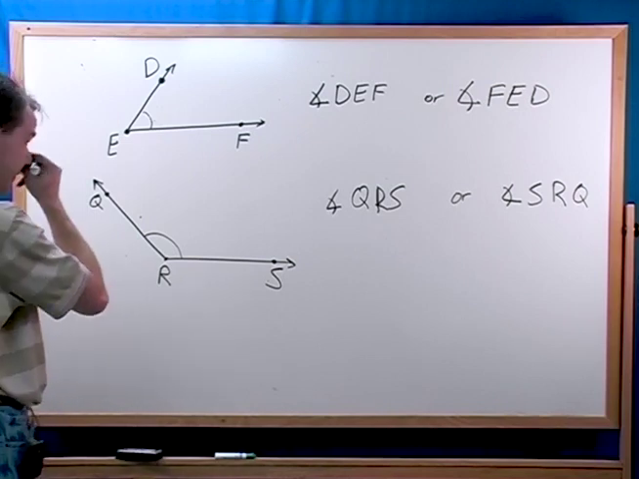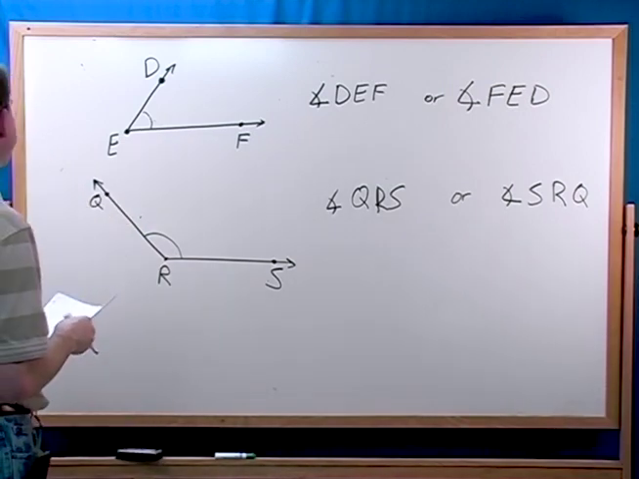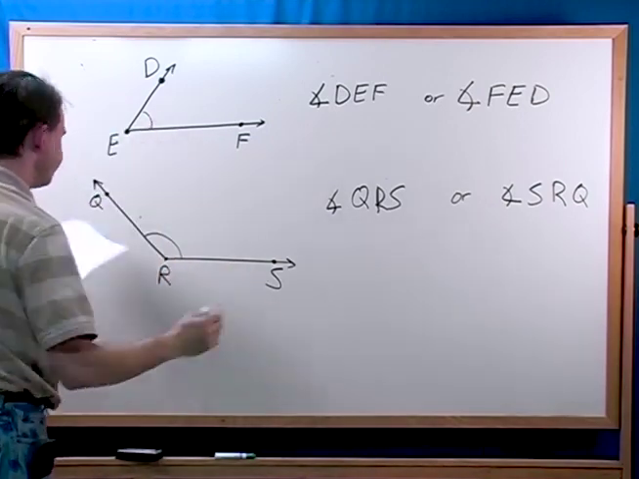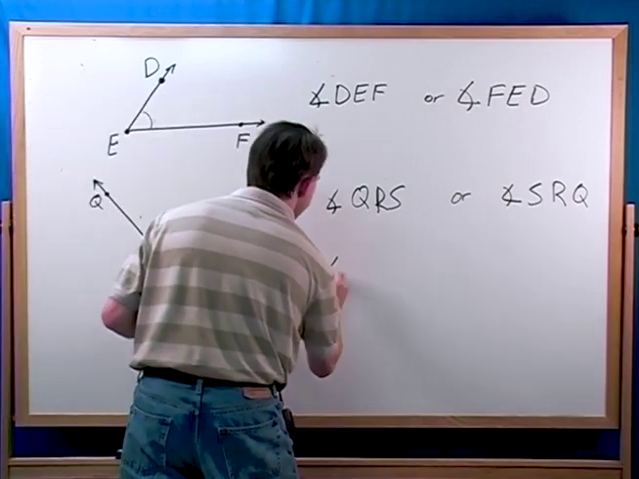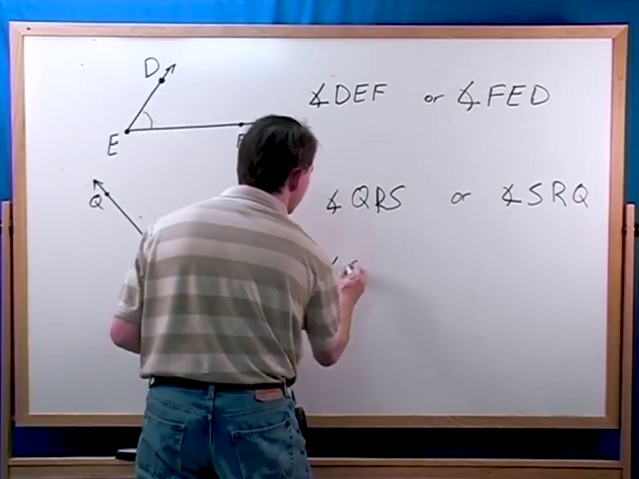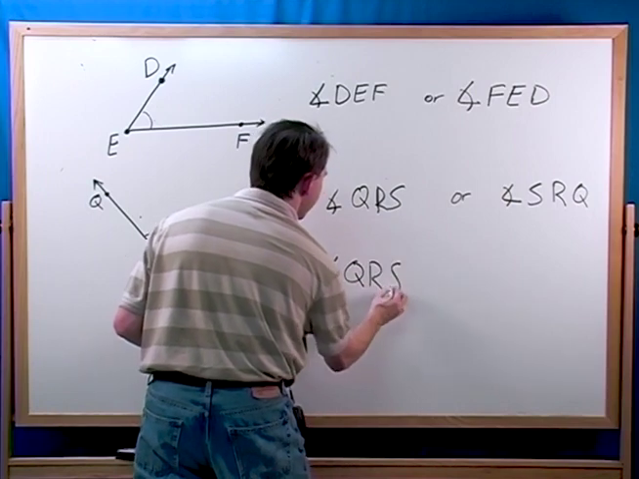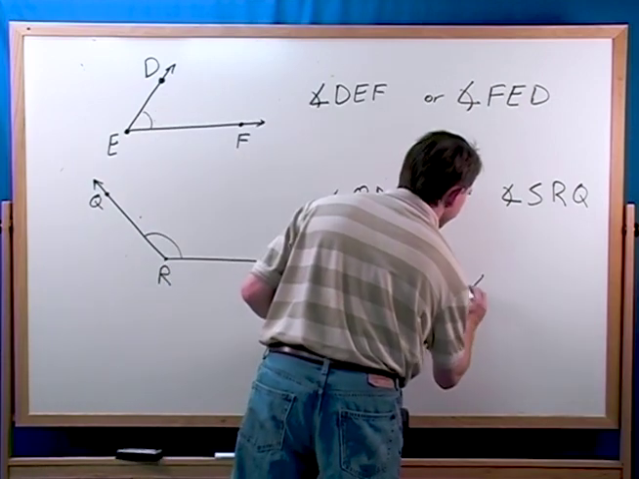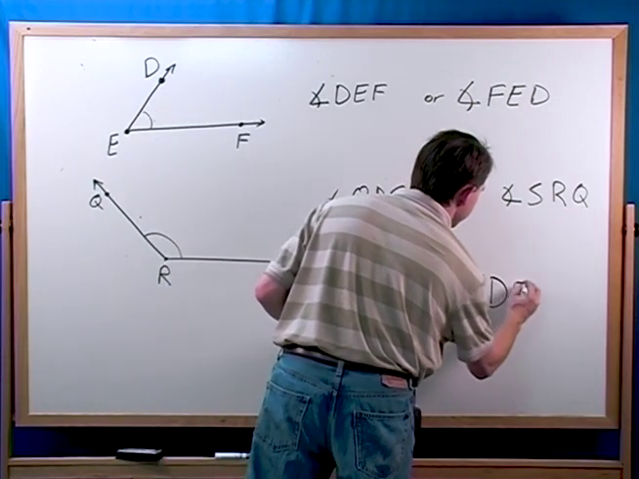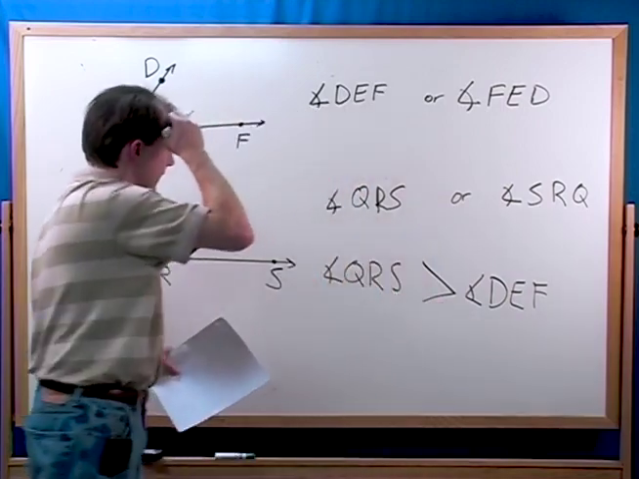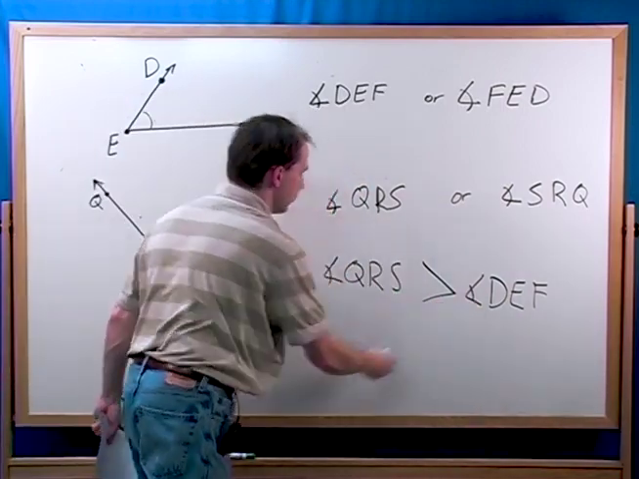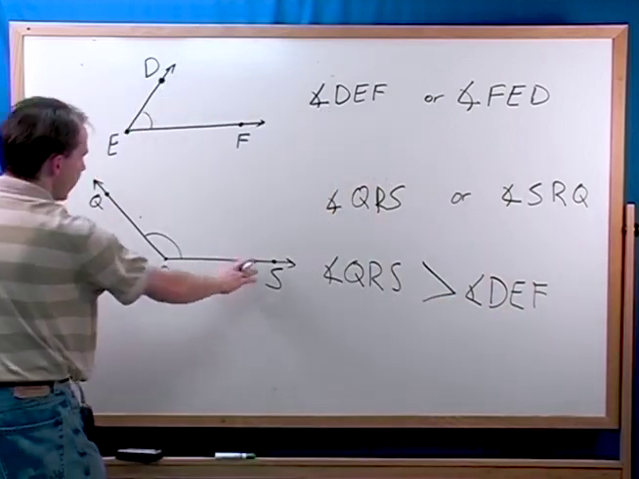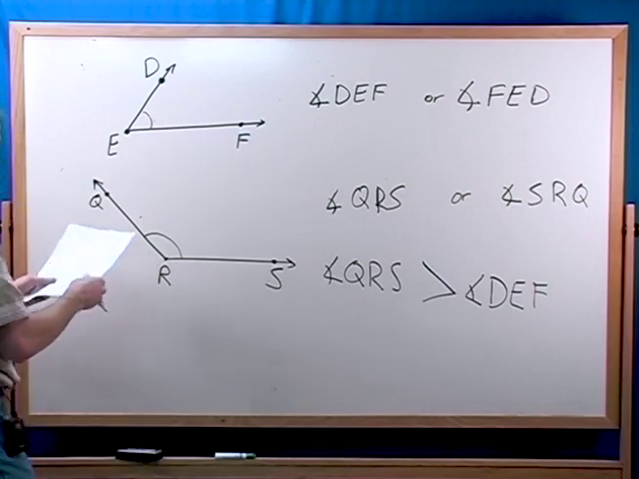Now let me ask you this: which of these two angles do you think looks bigger? I think we just talked about that. This angle is bigger than this one because it's more open. Okay, that's all that means. So if you wanted to write that down, you'd say angle QRS is greater than, just like any old greater than symbol, angle DEF. So this is just like the statement 5 is greater than 2, or 10 is greater than 3, or something like that. So angle QRS is greater than angle DEF. That's all you're trying to say there.